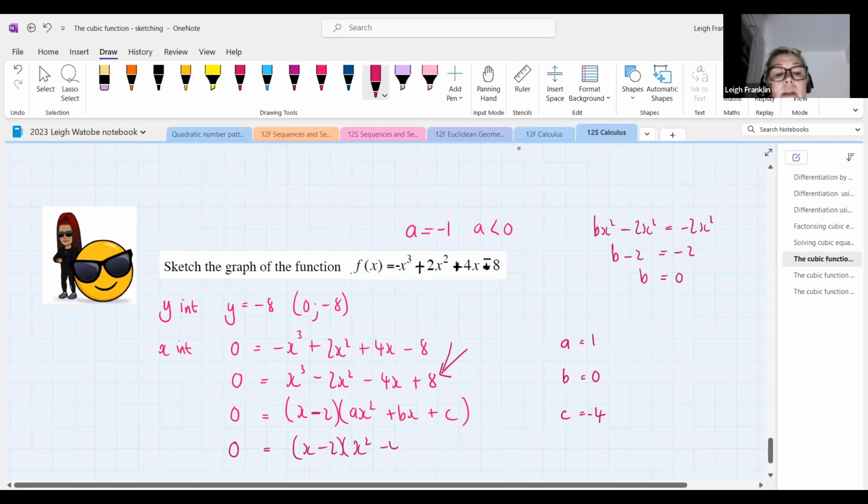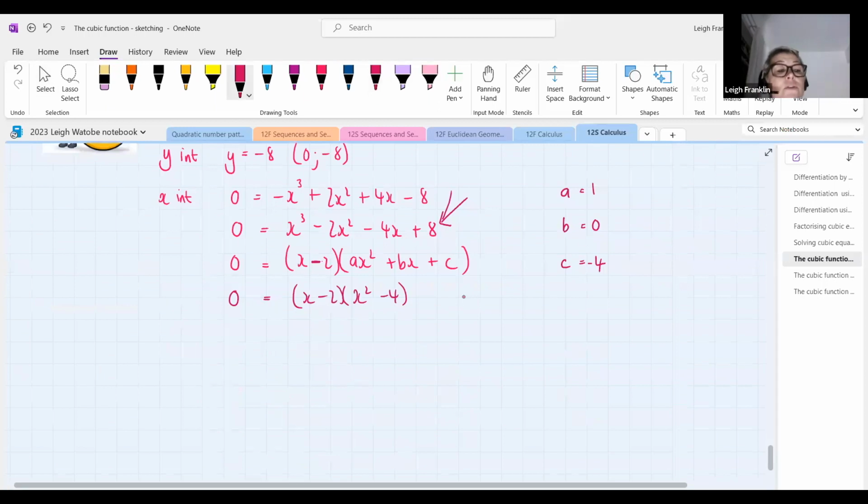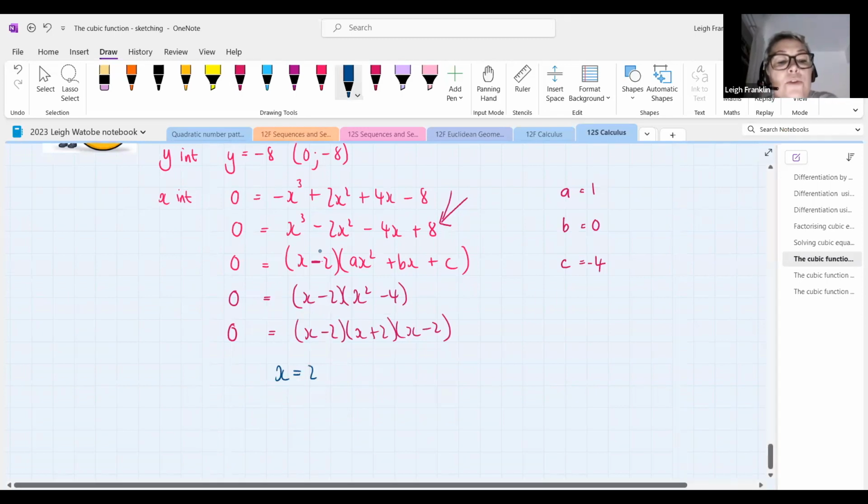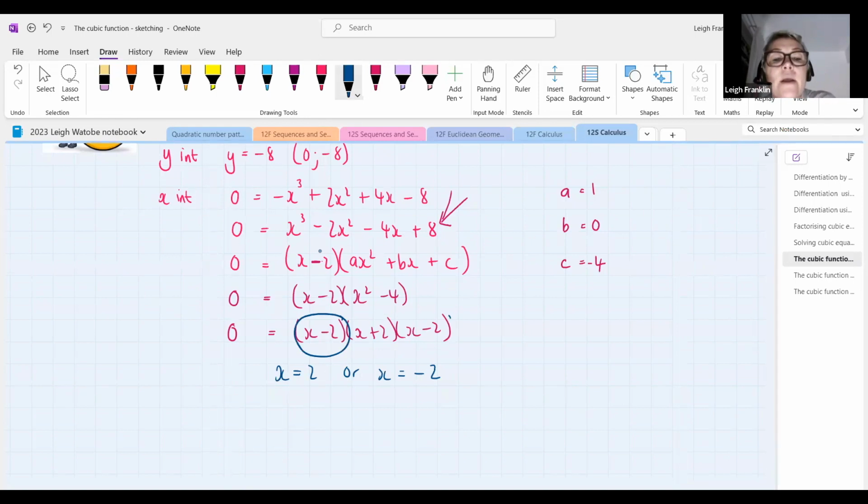Doesn't matter. So here we end up with x squared minus 4. Okay, so that's a difference of 2 squares, not a trinomial. So this would be x minus 2, x plus 2, times x minus 2. Okay, so we've got 2 distinct solutions in this case. Either x would be equal to 2 or x would be equal to -2. All right. So when we see a bracket being multiplied by itself, that means that at that value of 2, it is an x-intercept and a turning point.